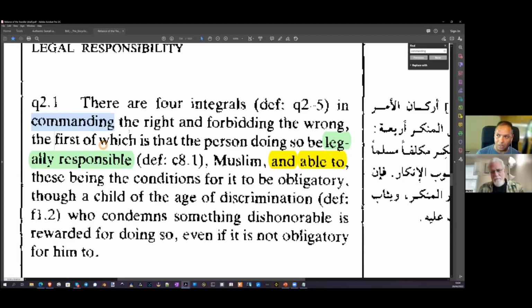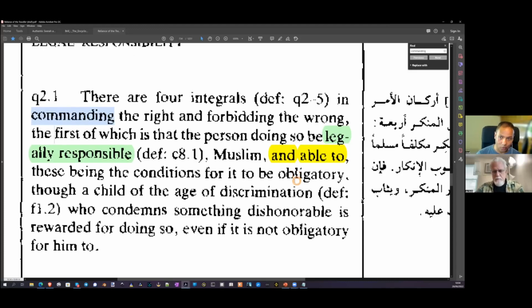Now, those who can command the right and forbid the wrong are people who are legally responsible. Typically, it depends on the category, 9 to 12 years old. They are legally responsible and they are able to. They are physically able, and there's no impediment in the way of them doing it.